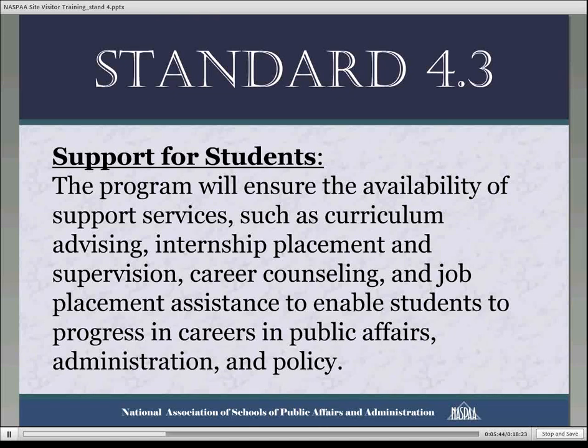The third component of Standard 4 has to do with support for students, and this is Standard 4.3.